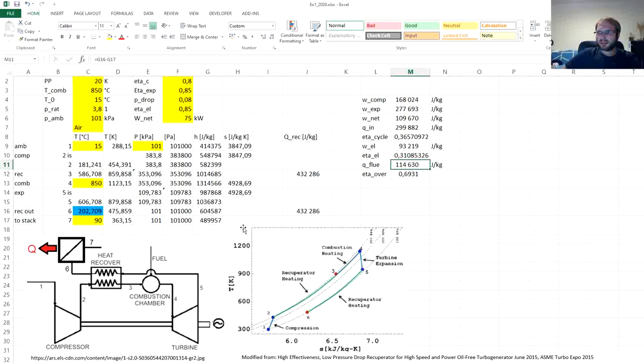And suddenly you can see that the amount of heat in the flue gas which is recoverable is much smaller than before. Before we had 190 joules per kilogram, now we have just 114. What did it do with our overall efficiency? Thermal output plus electrical output, it dropped to about 70%.